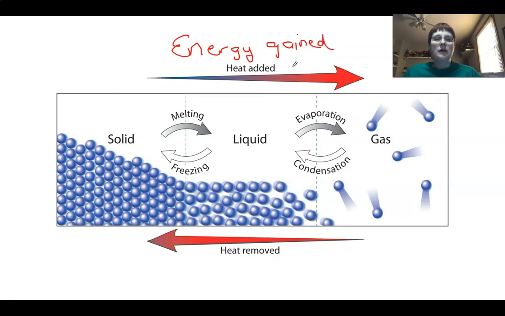Okay, so in this direction, the molecules are going to be gaining energy because remember, thermal energy, heat, same thing. And so the molecules are gaining more and more energy, which is how they're being able to go from the solid to the liquid and then eventually to that energetic gas. The opposite's happening when we go from gas to liquid and then liquid to solid. The heat is being removed. Those molecules are losing their energy.